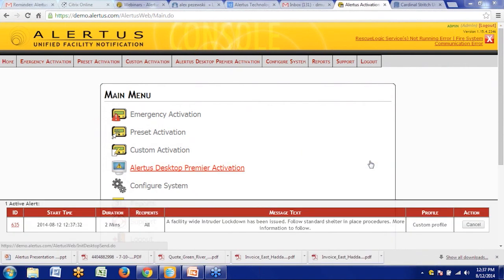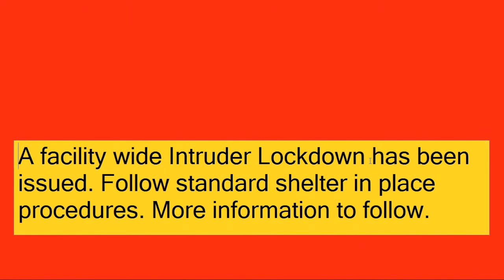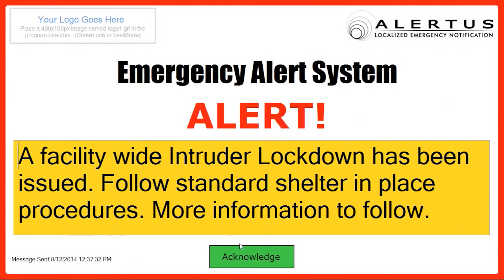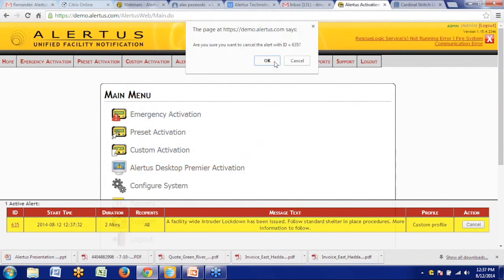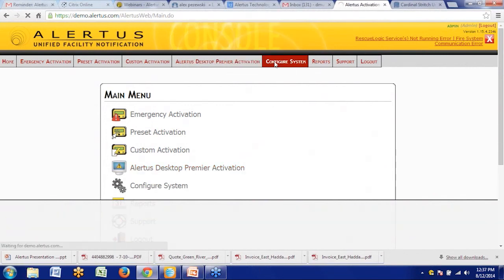You'll see it goes active, and then all of our systems will then activate in the back there, and the desktop's taken over. So it's very simple, very effective, very quick. Cancel that out real quick.